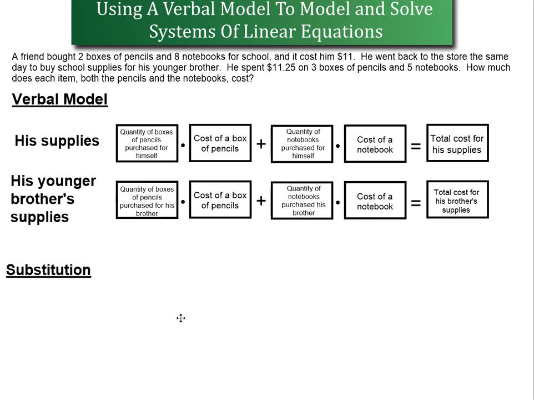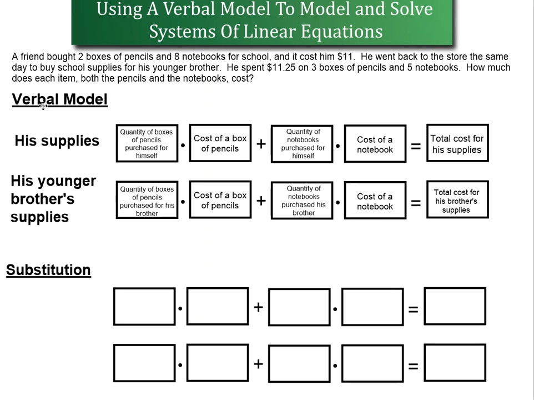So we make the substitutions from what's given in the problem. Now, we're finding the cost. We're not given the cost. We're given the quantities of each one. So in this case, the quantity of the boxes of pencils that were purchased, well, this first equation is representing his supplies. So he goes and he buys 2. Let's call the cost of the box of pencils X. He buys 8 notebooks. Let's call the cost of the notebooks Y. His total cost was 11.